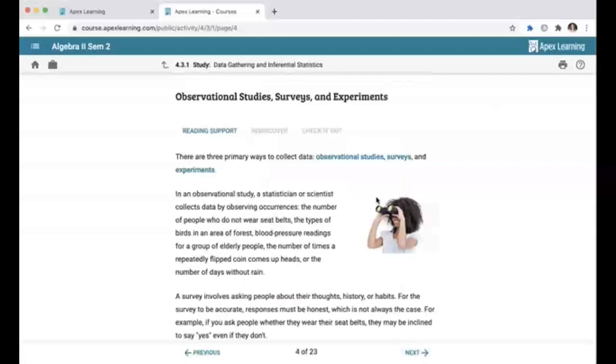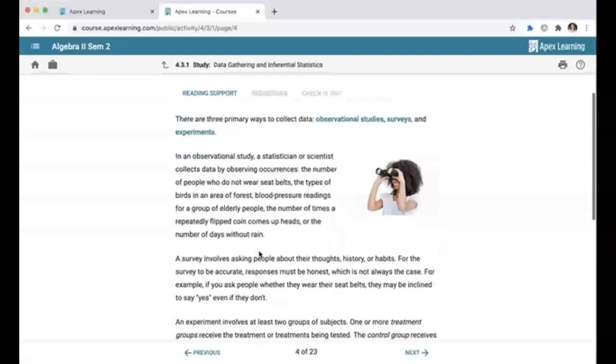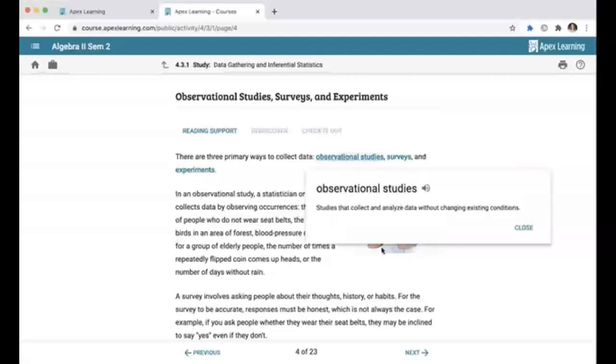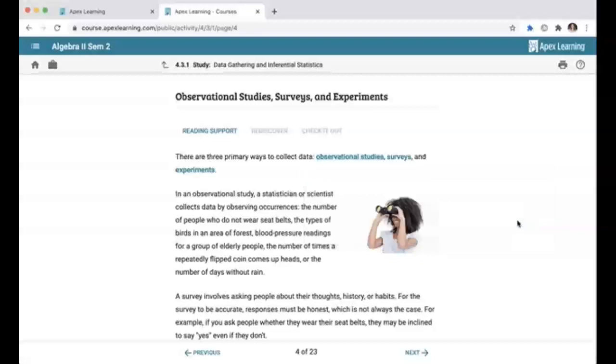Okay, so this leads us to our ways to collect data. Okay, so there's 3 primary ways. Obviously, there's a lot more, but there's 3 that we're going to really talk about: observational studies, surveys, and experiments. Okay, so observational studies, if we give the definition, it's studies that collect and analyze data without changing existing conditions, right? So you don't go in, you don't impose anything.